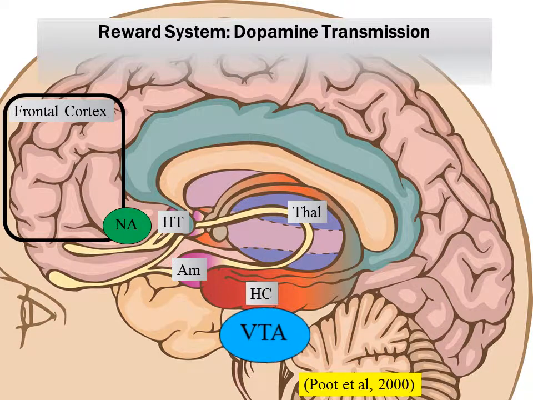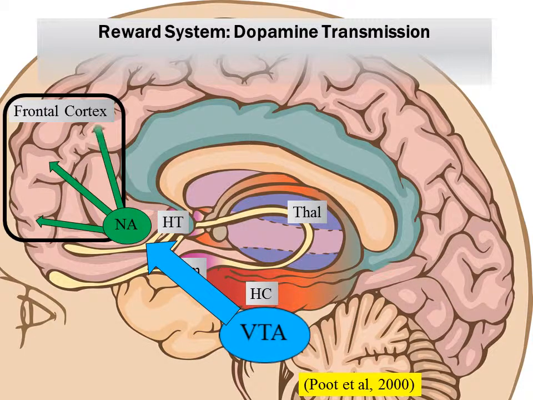Dopamine transmission originates in the VTA. Dopamine is transferred from the VTA to the nucleus accumbens, and then transferred from the nucleus accumbens to the frontal cortex.